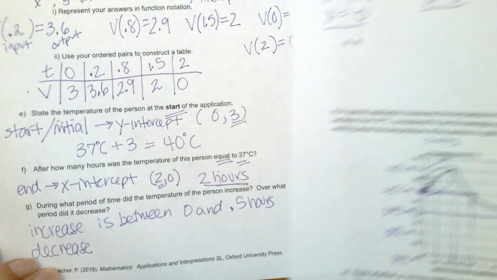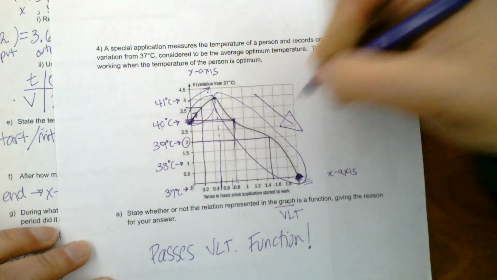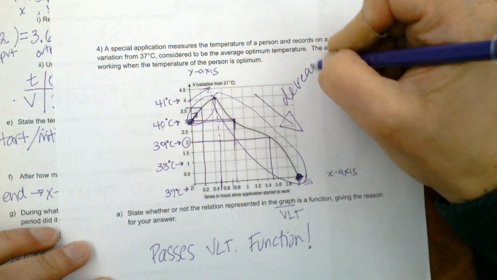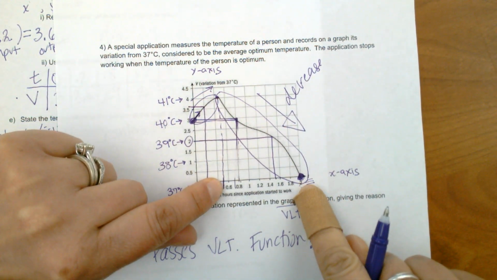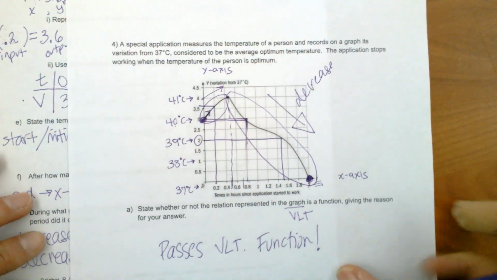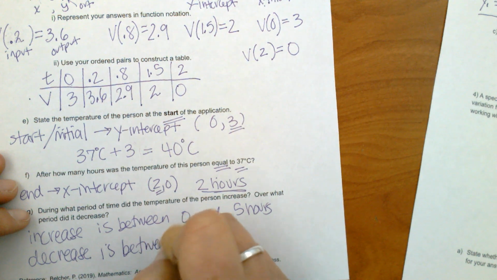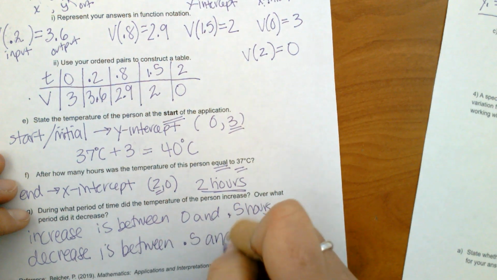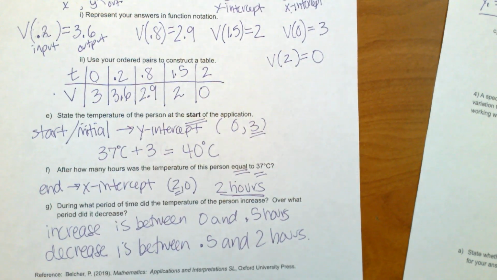Okay, let's look at the part of the graph where it's decreasing. So we're going to look here. Here, all of this is decreasing. It's going down. So we are just going to look to see. It's going down between 0.5 and 2. So decrease is between 0.5 and 2 hours. And that's it. This was a read the graph question.